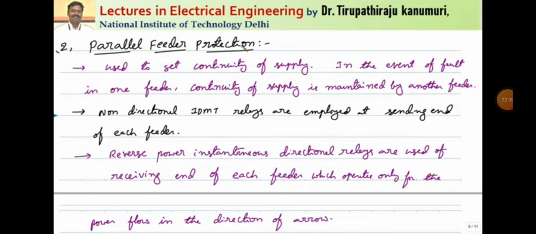So parallel feeders, because I told you in the radial system, the continuity of supply is hampered. If the fault happens at a particular point, the complete distribution line after that point, the complete section, will be disconnected even though the fault happens in a small section. That is a major disadvantage of this. But if you want the continuity of supply, then we go for parallel feeders. That means wherever the continuity of supply is required and it is of vital importance, we go for the parallel feeders.